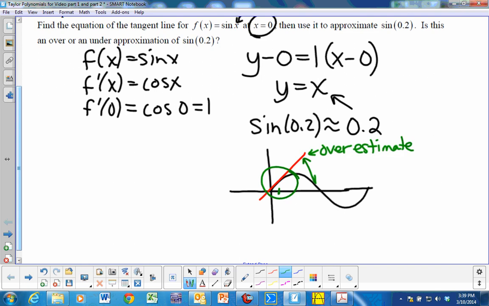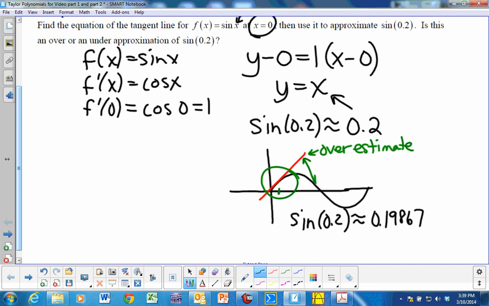So let's actually see what sine of 0.2 is to see how close we were. If you take your calculator and do sine of 0.2, you're going to get 0.19867. So 0.2 isn't a bad estimate at all. It's actually pretty close. Well, that's the idea of a Taylor polynomial.